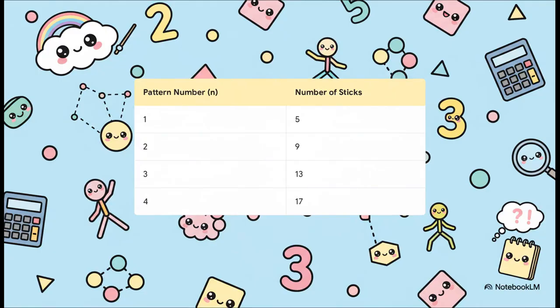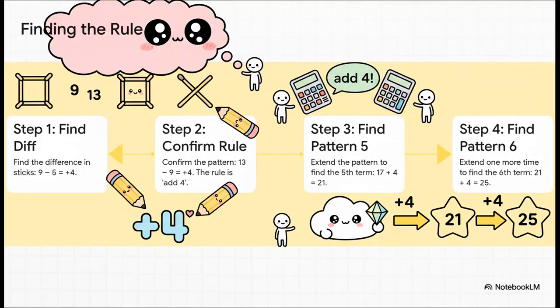Okay, the most important first step with any visual pattern is to turn it into a number sequence. Don't get distracted by the shapes, just count what's actually there. So we've translated the pattern number and the number of sticks into this simple table. And now, this looks like a problem we know how to solve. Now we're back on familiar ground. Let's find the rule. From 5 sticks to 9 sticks, the difference is +4. From 9 to 13, it's also +4. So we've confirmed it. Our rule is add 4.